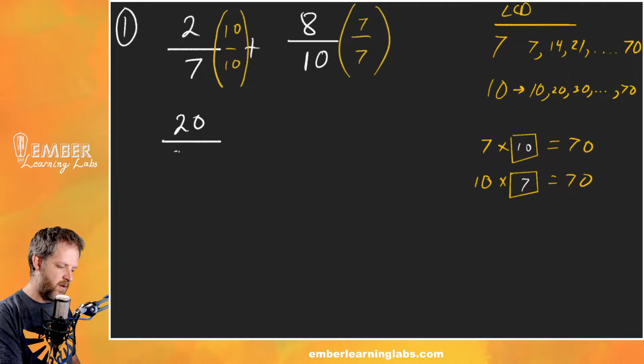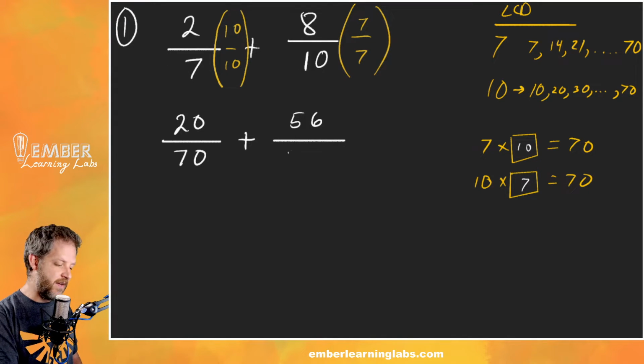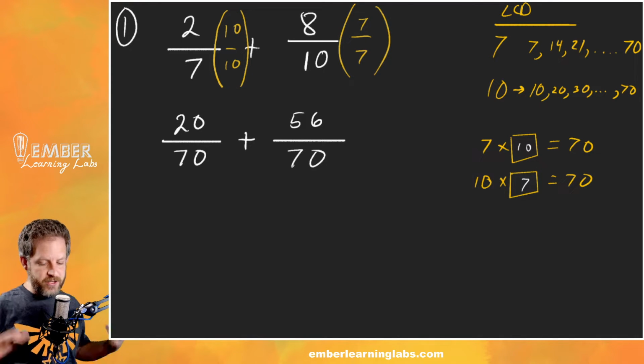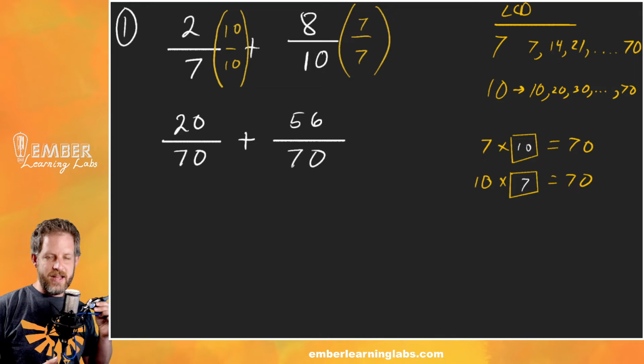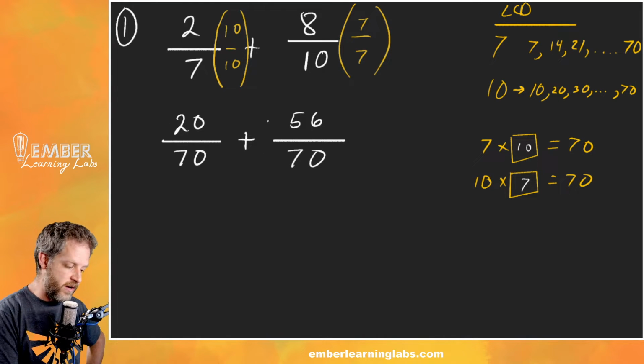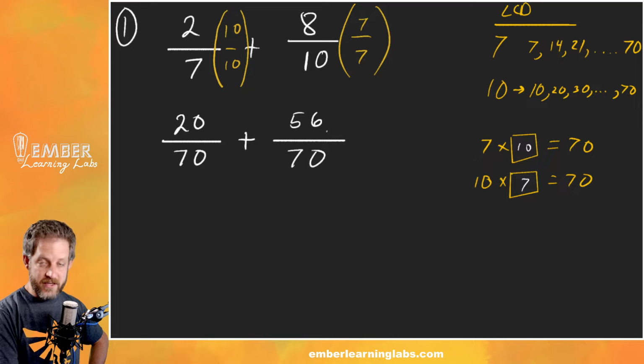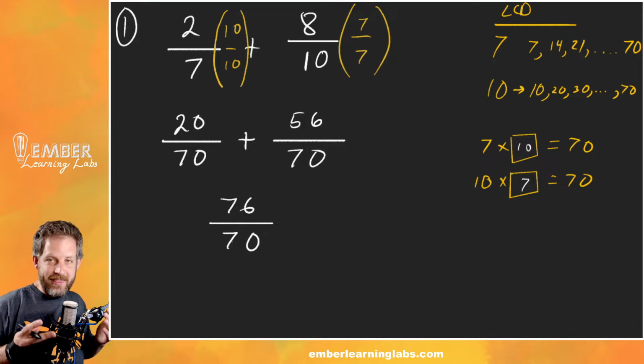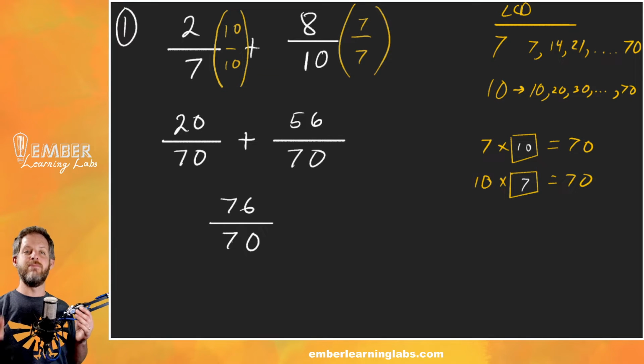Oops. Don't forget to bring down our plus. 7 times 8 is 56. 10 times 7 is 70. So now we've got like denominators. So how do we add fractions with like denominators? We go way back to the beginning of this unit and we just add the numerators. So 20 plus 56 is 76 over 70.